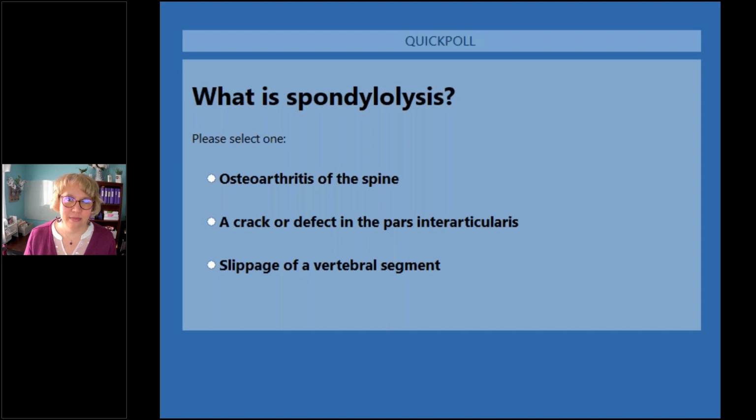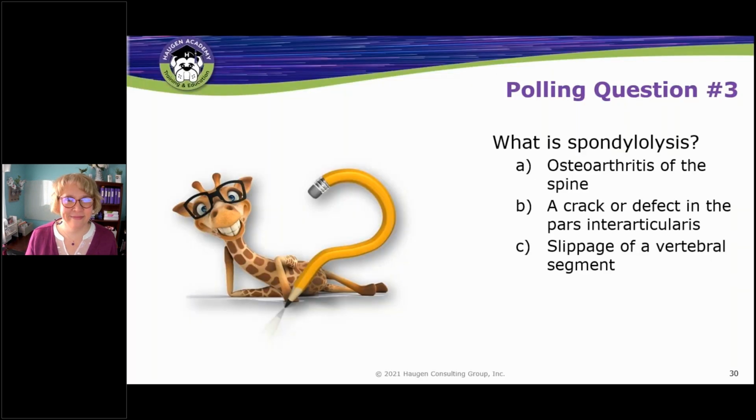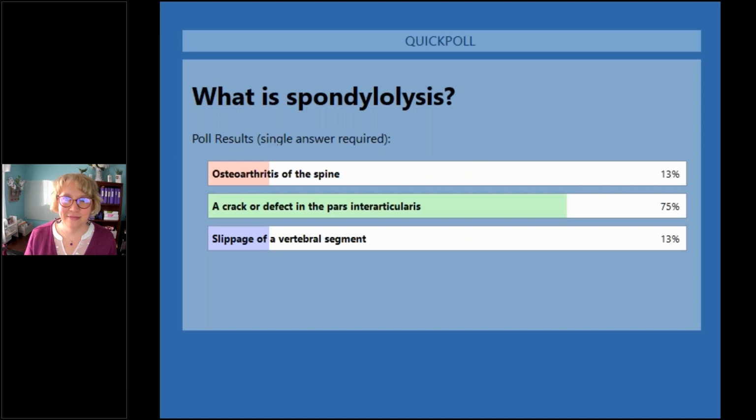All right, let's see how everyone did. So 75% say a crack or defect in the pars interarticularis. And that is the correct answer. So that is the crack or the fracture of that pars interarticularis, which can lead to the slippage of the vertebral segment, but it's the listhesis, spondylolisthesis, that is the slippage. And osteoarthritis, while it's also no laughing matter, does not have the LOL in the middle.